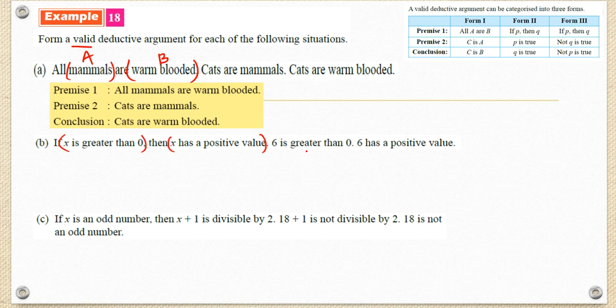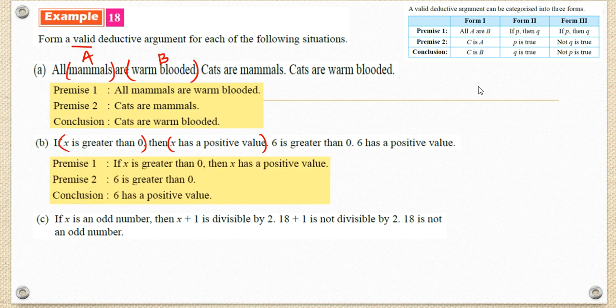Okay. 6 is greater than 0. This is your P. P is true. Just that they change the x to a specific value here, 6. Then 6 has positive value. So this is argument form 2. So premise 1, premise 2, and conclusion.